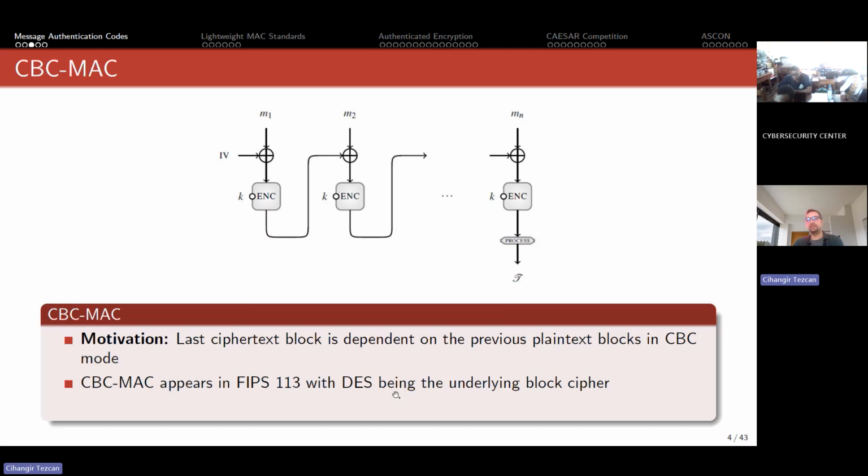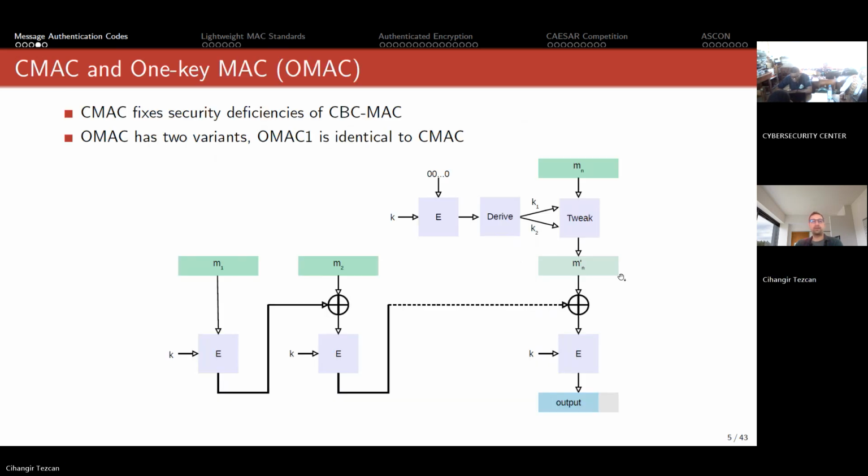Since DES no longer is a standard, some new standards use this with AES. This final process is to avoid forgery attacks or length extension forgery attacks, because if you have this until this part, somebody might be able to add something more to the end.